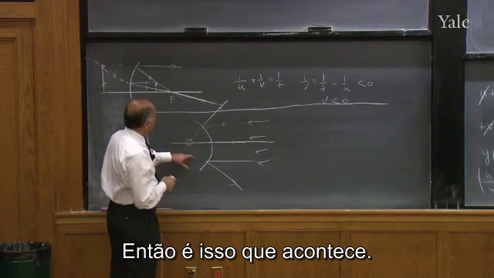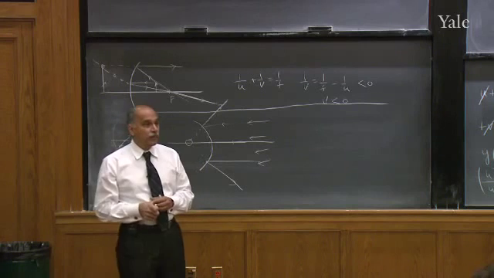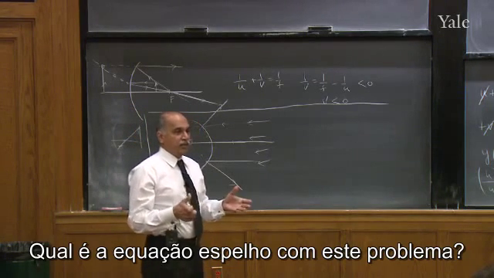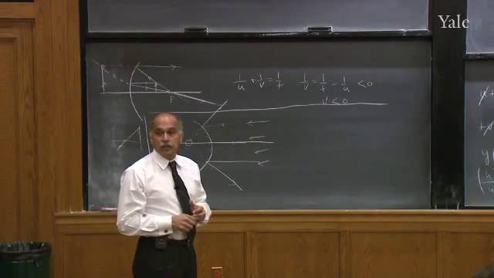So instead of the lines actually meeting at one point, they will seem to come from one point. So that's what happens. But how do you do the calculations in this problem? Does anybody know? What's the mirror equation for this problem? Pardon me?